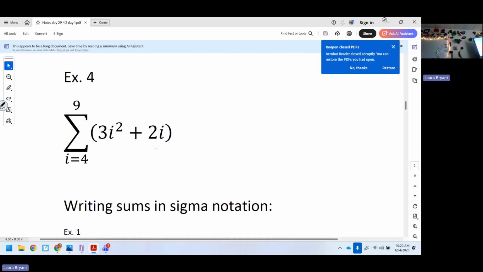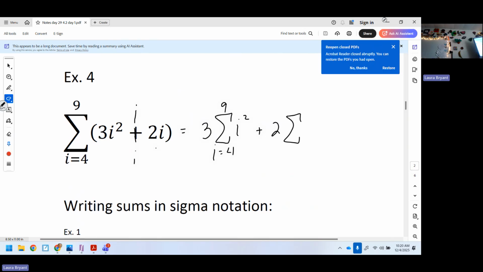Okay, so on this problem, because there's a plus sign right here, I can split this up into 2 pieces and I can move the constants in front. So I would rewrite this to be 3 summation of I squared from 4 to 9, plus 2 summation of I from 4 to 9.